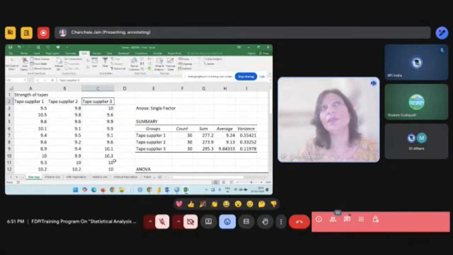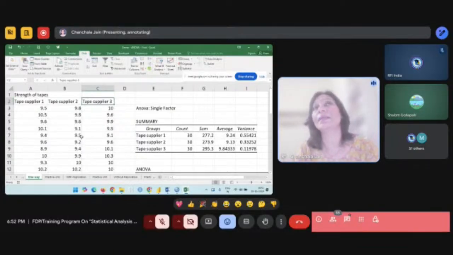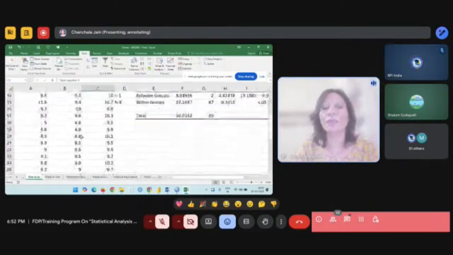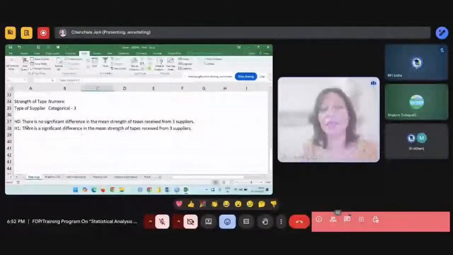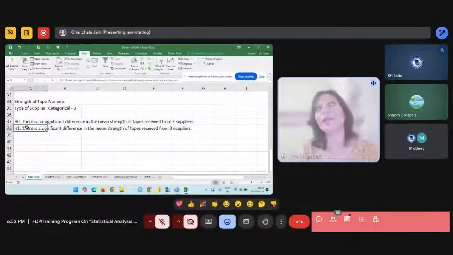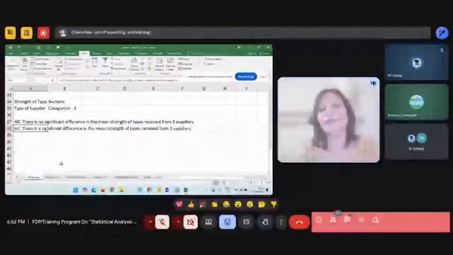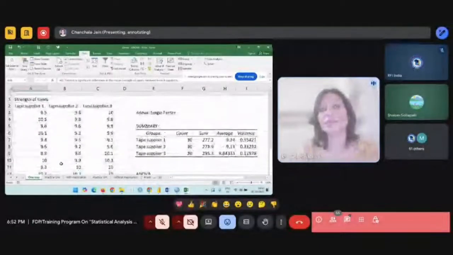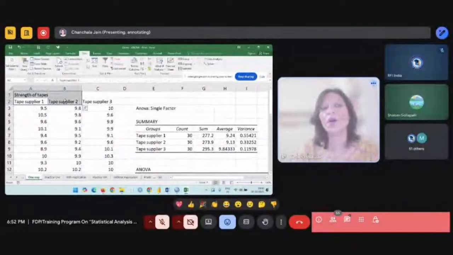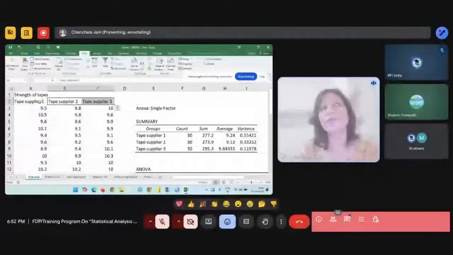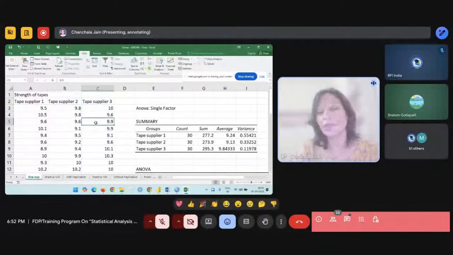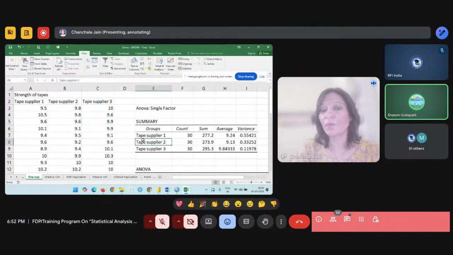So the problem with ANOVA is that ANOVA cannot do pairwise comparison. Once your null hypothesis is rejected, you can only conclude that there is a significant difference. But whether that difference exists between the first pair, or between the second pair, or between the first and third pair, or between all the pairs, that you cannot comment on. Is it clear? Yes, ma'am. That is the problem with ANOVA.